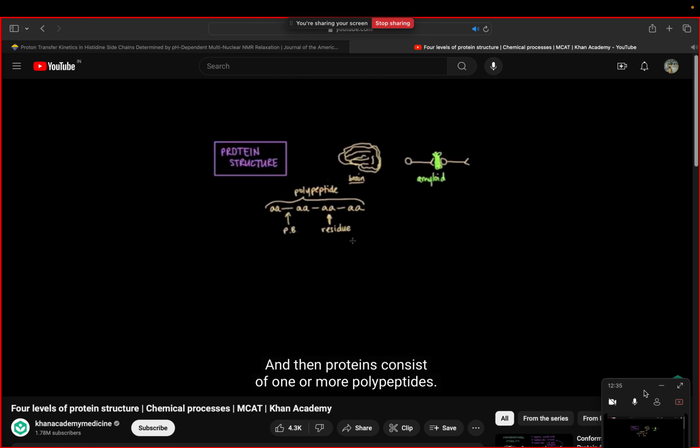And then proteins consist of one or more polypeptides. And so I will use the terms polypeptide and protein interchangeably. So at the most basic level, you have primary structure. And primary structure just describes the linear sequence of amino acids, and it is determined by the peptide bond linking each amino acid. So if I were to take my amyloid example from Alzheimer's disease, and I stretch out that protein all the way, then this linear sequence is just the primary structure.